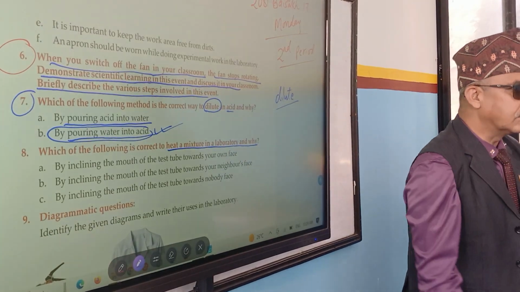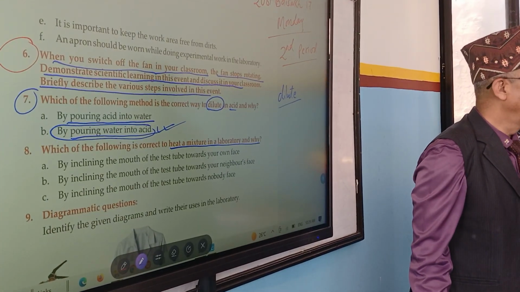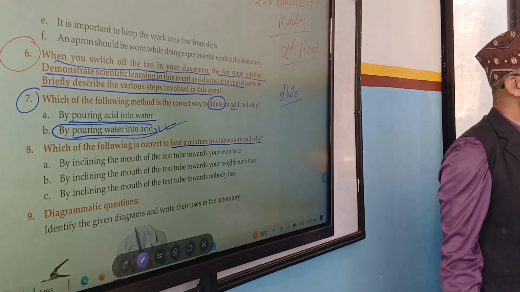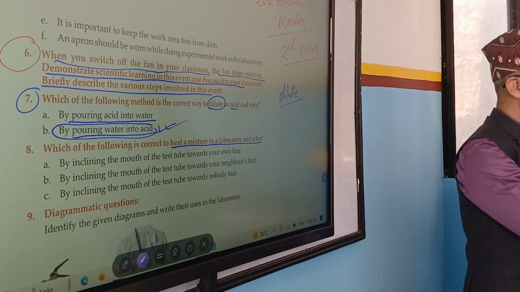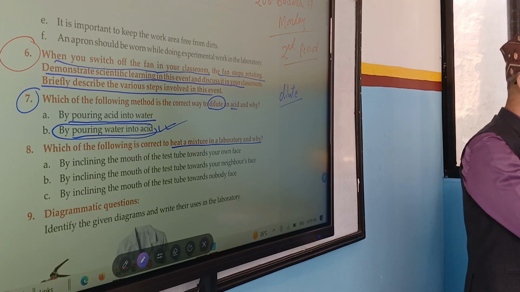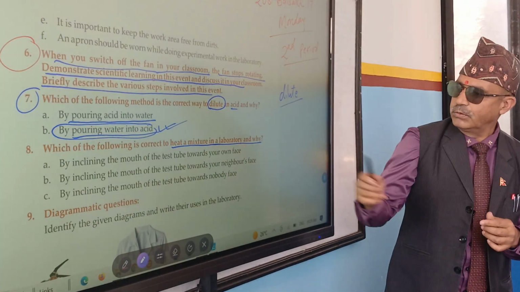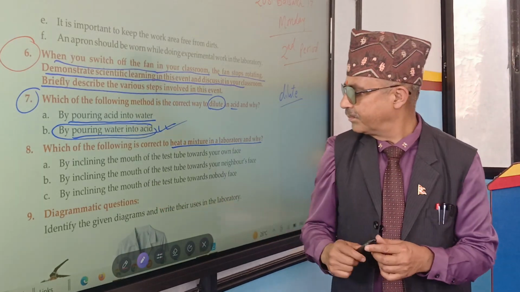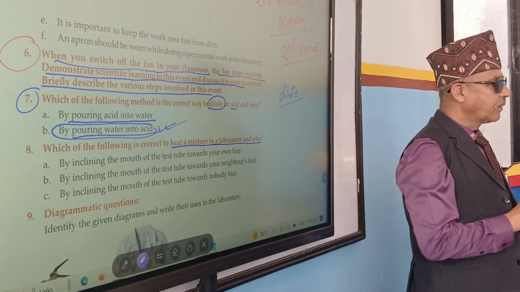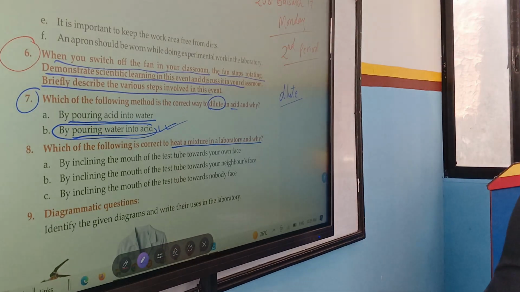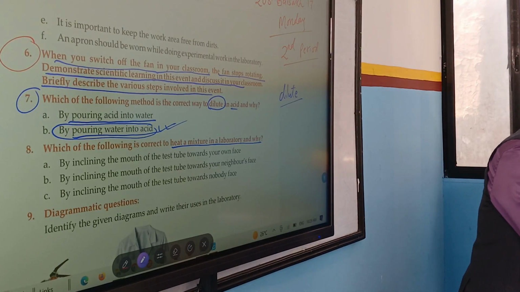Hitting and thus inclining. Is that right or wrong? Wrong. Why? Because sometimes the thing may come directly in our face and it may burn also, right? It may damage. Point number 2: by inclining the mouth of the test tube towards your neighbor's face and hit it. Is that okay? No. That is also a dangerous one.